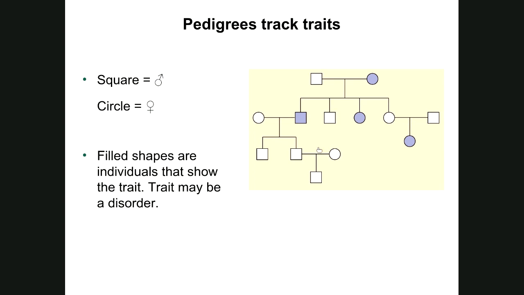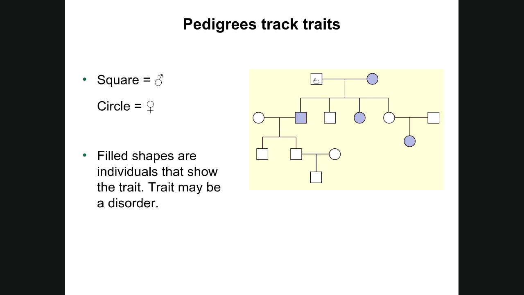They will use shapes to represent males and females. So squares represent males, circles represent females. And then since the purpose of a pedigree is to actually track a trait from one generation to another, whichever person has that trait of interest, we shade it in. We color in the shape to let you know, hey, look, this is my pedigree, and these individuals are the ones that have the trait that I'm interested in here.